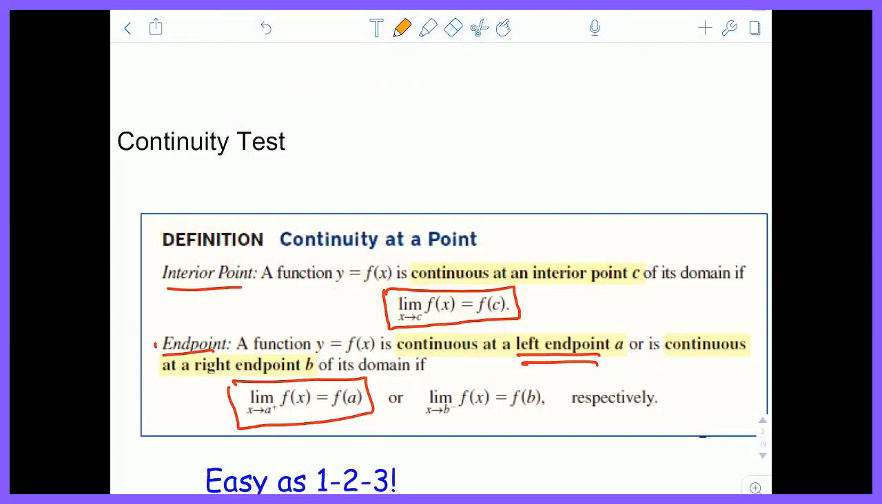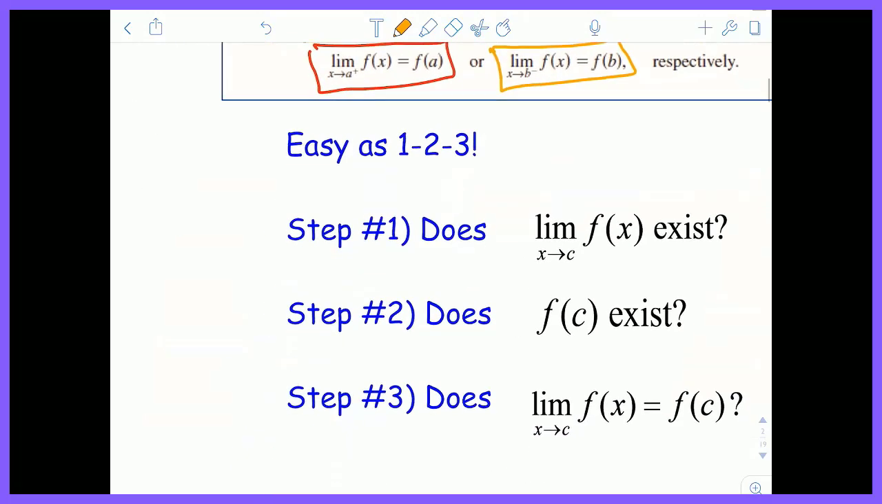The same thing goes for a right endpoint B. The limit value as x approaches B from the left of f of x must equal the function value at B. Continuity test is easy as 1, 2, 3.